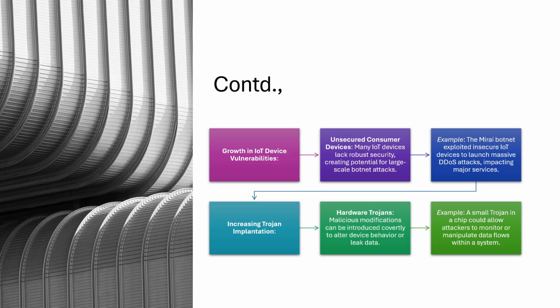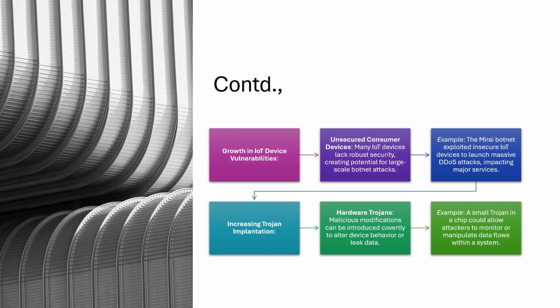Growth in IoT device vulnerabilities. That's the next point that we need to discuss. Many IoT devices lack robust security, creating chances for large-scale botnet attacks. For example, we must have heard of the Mirai botnet, which exploited insecure IoT devices to launch massive DDoS attacks, impacting major services. It was a disruption. We need to understand that. So the growth in IoT device vulnerabilities is a major problem.